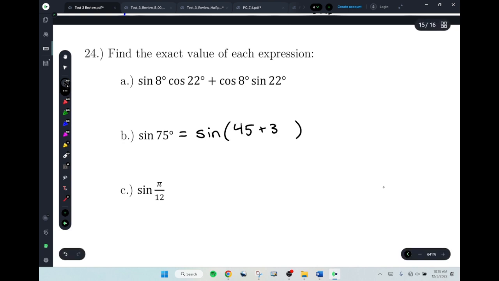45 plus 30? But hold up, is there another way to rewrite it as two perfect things? 90 and 15? Oh, 15 is not perfect. I guess that's it, huh? I thought there were two for some reason. Okay, I lied. Well, that's it then. Oh, but that's our formula. This is our formula popping up into play.